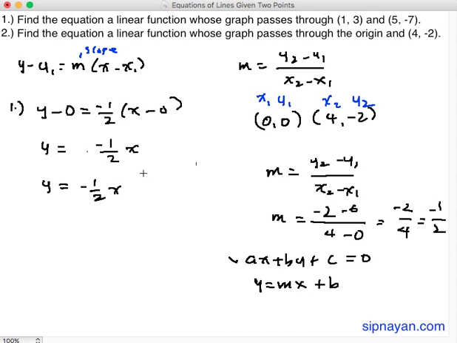Okay, so sa video na to, natutunan yung gamitin itong formula na to. And where m stands for the slope, and x sub 1, y sub 1, and x sub 2, y sub 2 are the coordinates of the 2 points.